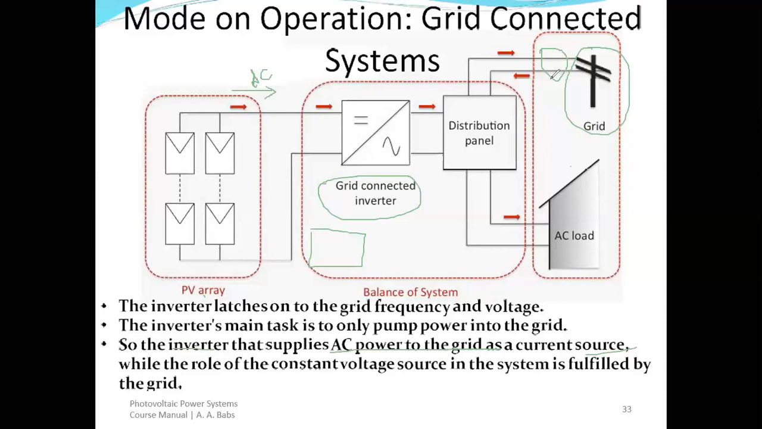All right. So the inverter latches on the grid frequency and voltage. The inverter's main task is to pump power to the grid, okay? So it has to latch to the frequency of the grid. This is very important. The inverter that supplies AC power to the grid acts as a current source, okay? So in the off-grid system, the standalone inverter acts as a voltage source. In the grid-connected inverter or the on-grid connected PV, the grid-connected inverter acts as a current source, while the role of the voltage source in the system is fulfilled by the grid.